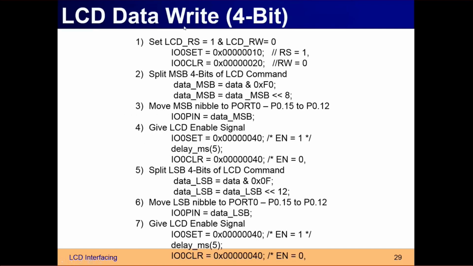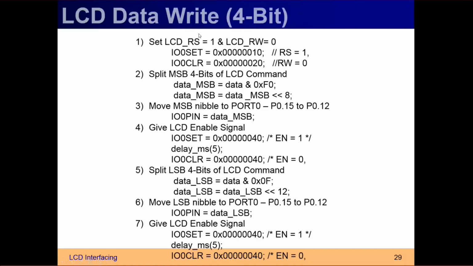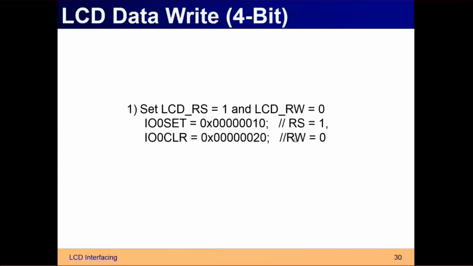Similarly, you can write the data also. Till now you have been dealing with the command write. The same method is used for data write also. But what is the difference here? What is the difference between command write and data write? RS will be 1. All the other steps remain the same. So RS will be 1, R bar W will be 0. So instead of clearing RS, you need to set RS.